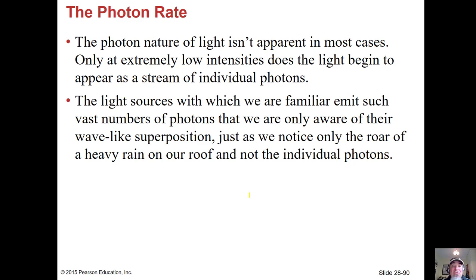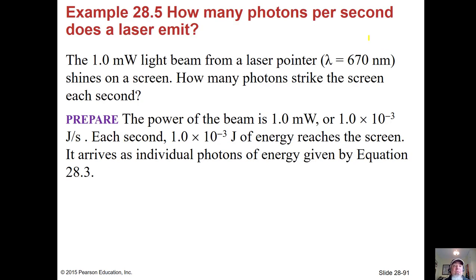Okay, so the photon nature of light isn't apparent in most cases. With the double slit experiment, like the lab that you did, or actually that was a diffraction grating, same idea though, it just appeared nice and bright from the beginning. The particle nature didn't come out in that lab. It would if the intensity was really, really small. Okay, so here's an example.